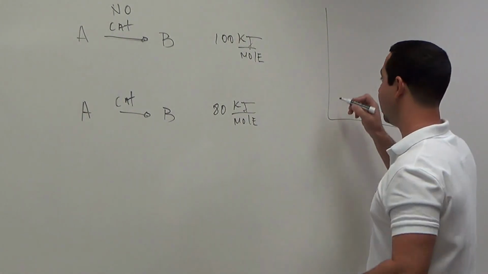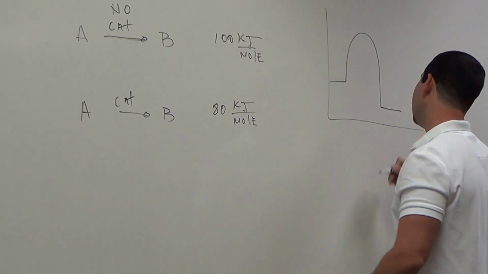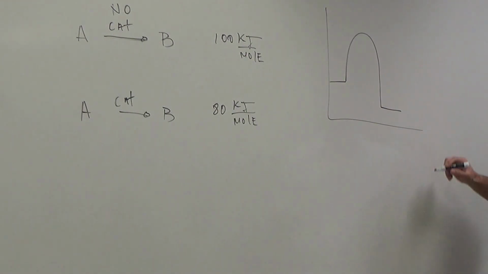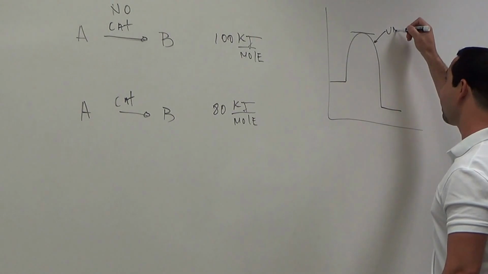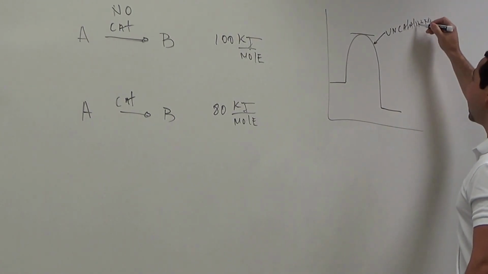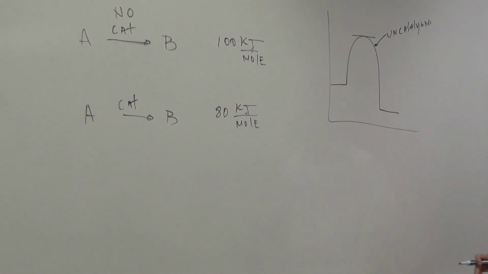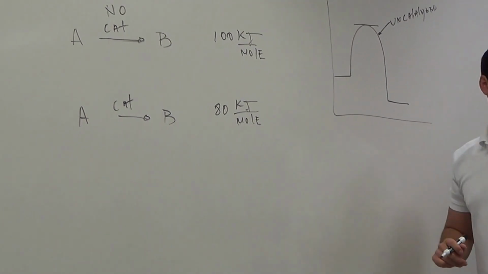Here's a graph that I was going to draw at the beginning, and I noticed you were still drawing. Let's say this is uncatalyzed, and this one is catalyzed, with a Z. Okay, so this is what happens when you add a catalyst.